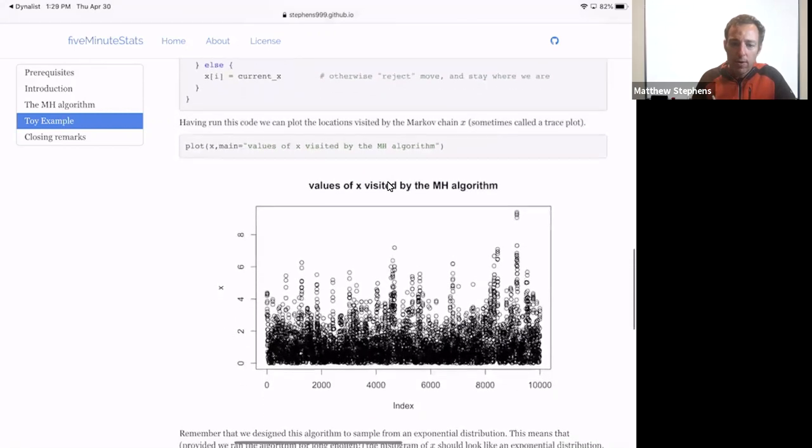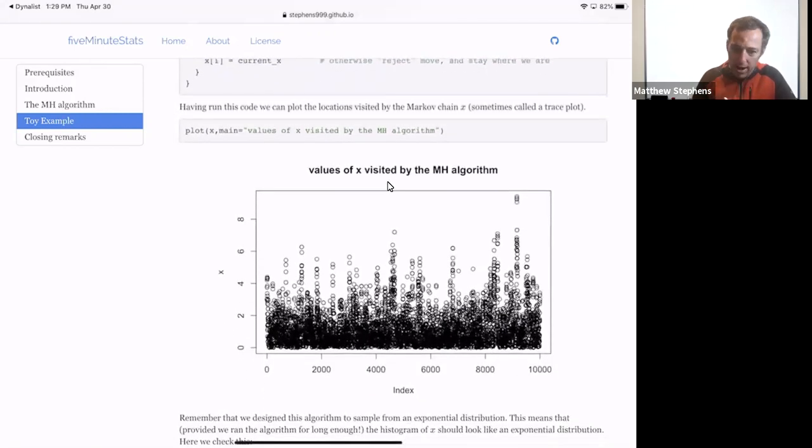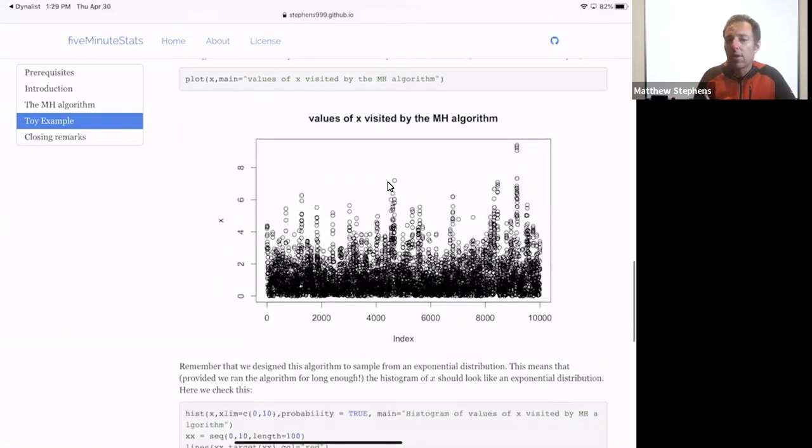Okay, so if we look at what happens, the x-axis here is the iteration, and the y-axis is just what's the current value of the Markov chain at that iteration. This is a continuous valued Markov chain, so it's living in the non-negative real line, or the positive reals. This is sometimes called a trace of where x has gone. Can't see very much from that, but what you can see is it seems to spend most of its time near 0 rather than far from 0.